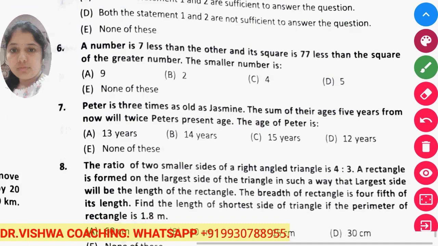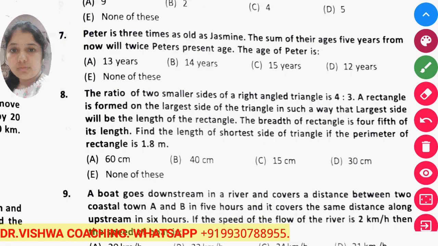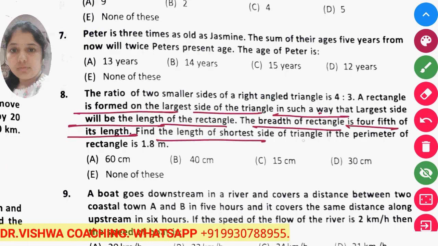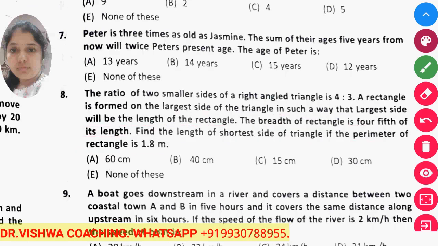Now the next question. The ratio of the two smaller sides of a right-angle triangle is 4:3, and at the right angle a rectangle is formed on the largest side of the triangle in such a way that the largest side will be the length of the rectangle, and the breadth of the rectangle is 4/5 of the length. Now find the length of the shortest side of the triangle if the perimeter of the rectangle is 1.8 meter.